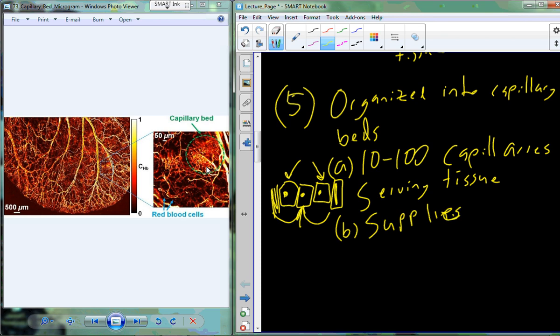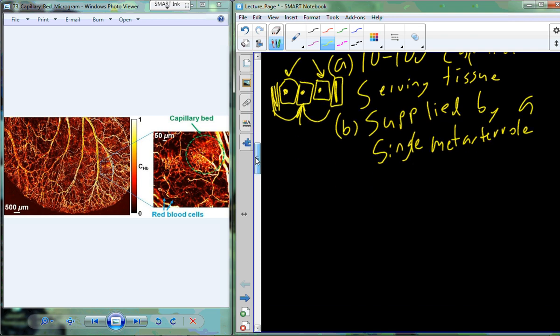The capillary bed is supplied by a single metarteriole to distribute blood to their local group of cells. Coming up the other side now, from the metarteriole through the capillary bed, we lead back into the venous system.